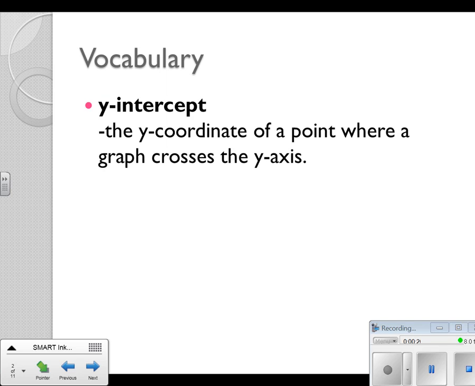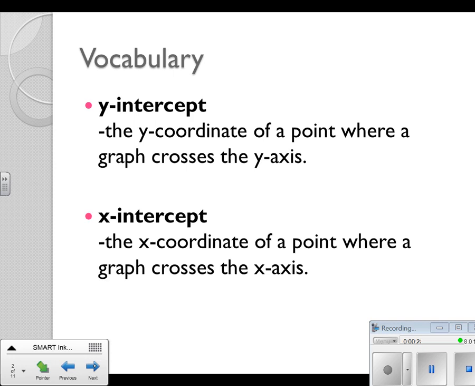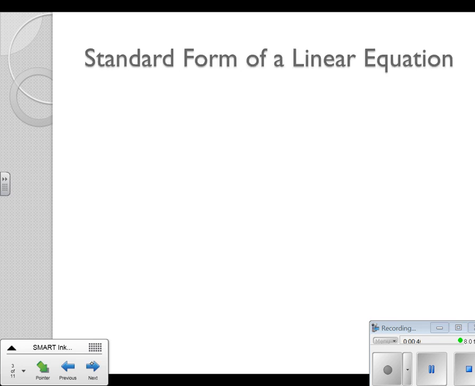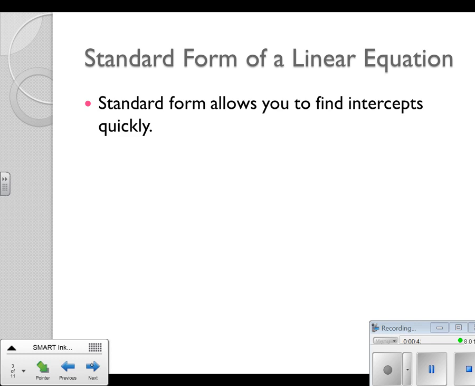We're going to be looking for a y-intercept, which is the y-coordinate of a point where the graph crosses the y-axis. That's your vertical number line. And we're also going to look for the x-intercept. It's the x-coordinate of a point where a graph crosses the x-axis. So where it crosses on that horizontal number line. The standard form allows you to find those intercepts really quickly, where it crosses the y and where it crosses the x.